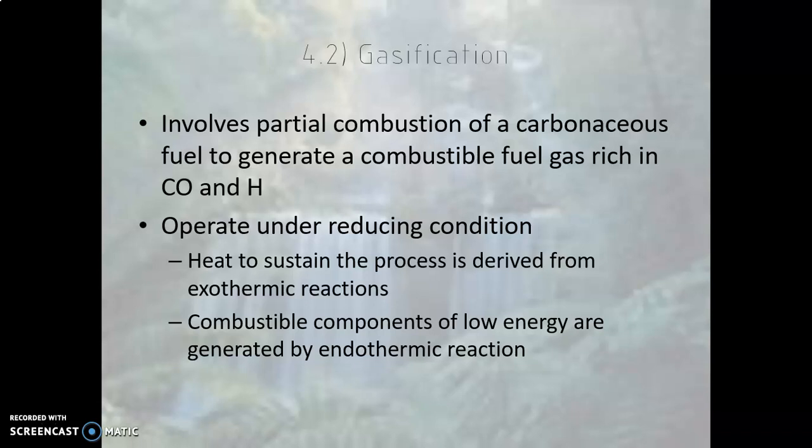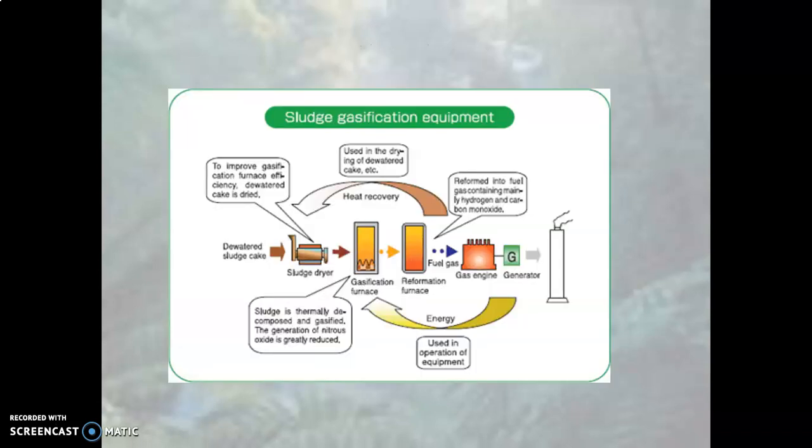Gasification involves partial combustion of a carbonaceous fuel to generate combustible fuel gas, which is rich in CO and hydrogen. It can be operated under a reducing condition, with heat to sustain the process, and combustible components of low energy. This is an example of large gasification equipment.